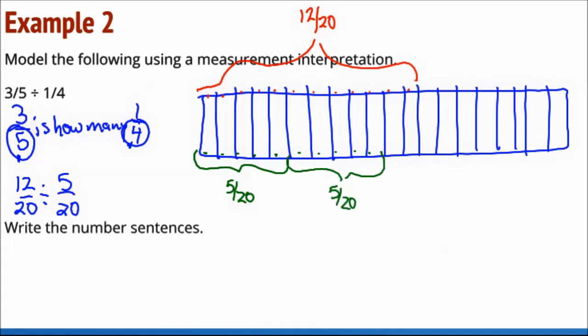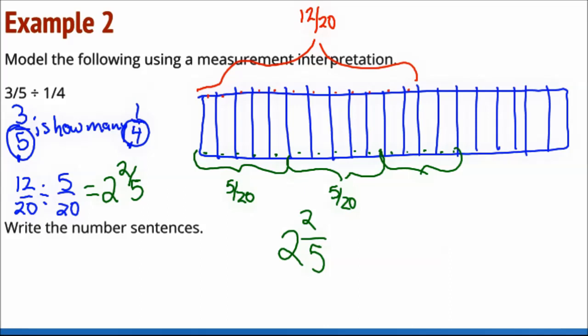5 20ths. And then I've got a partial group. 1, 2, 3, 4, 5. I've got another 2 pieces out of 5 that I need. So I made 2 whole groups. And I was making groups of 5, and I had 2 left. So I find that the quotient is 2 and 2/5.